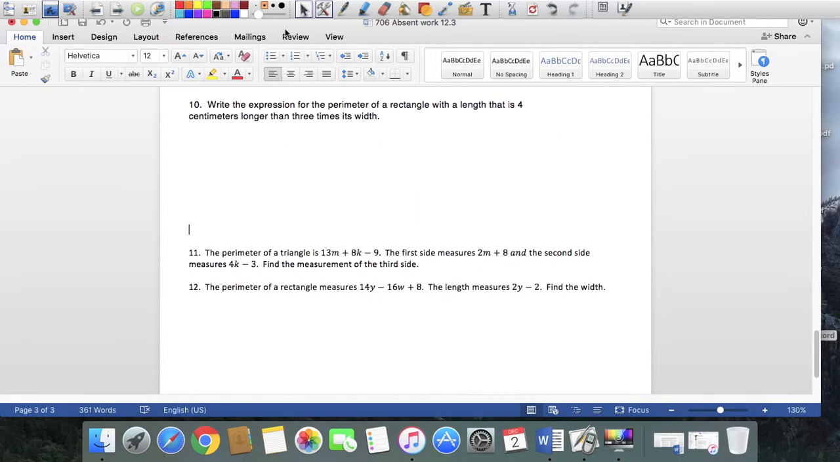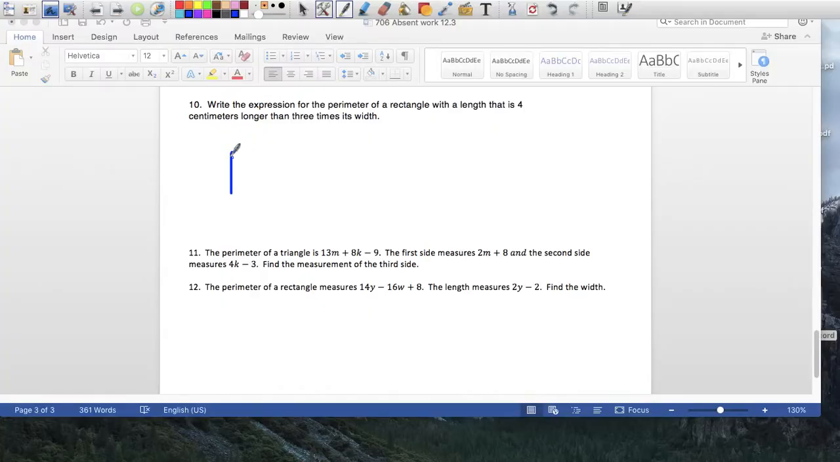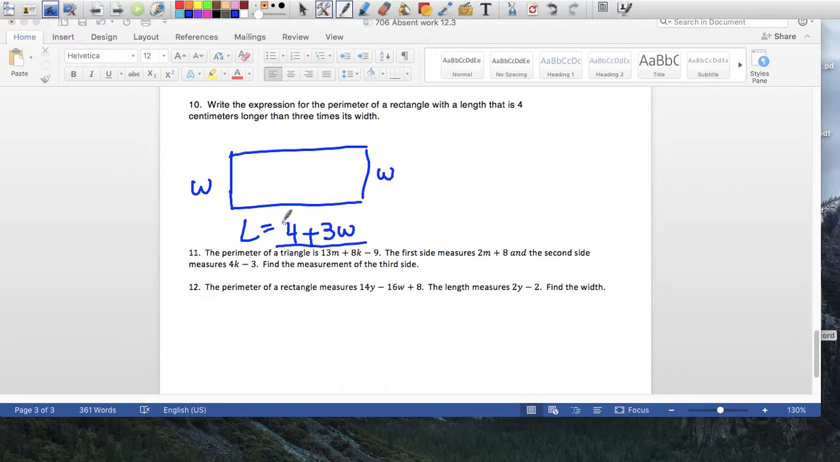Write the expression for the perimeter of a rectangle, and again, here's perimeter. We're going to add all four sides. So again, here's the width. We don't know anything about the width, so we're going to leave the w as w, but the length is being described as something else. The length is 4 centimeters longer, so that could be 4 plus 3 times the width. So now the length is going to be described in this manner right here. On top, if this is 4 plus 3w, this is also 4 plus 3w.